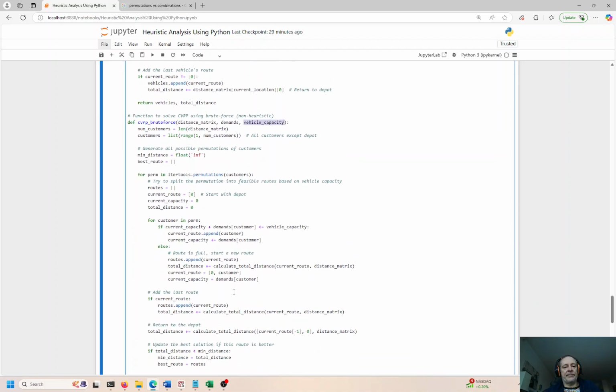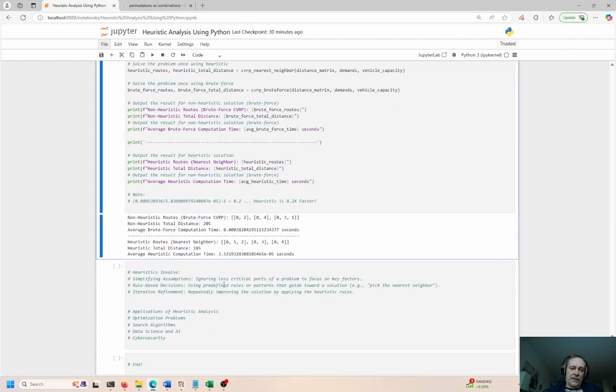So let's run it and see what the algorithm comes up with. Control Enter to run. And did it actually run? That was fast. Yes, it did. Okay. And then we see the brute force method came up with these routes: 0 to 2, 0 to 4, 0, 3, 1, and then 0, 1, 2, 0, 3, 0, 4.